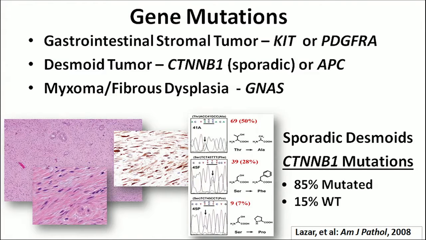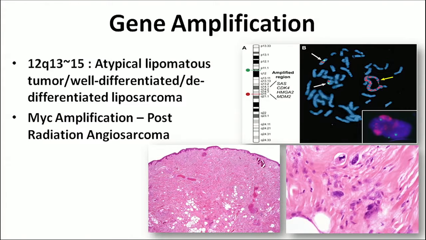So in addition to translocations, we can have gene mutations that are characteristic of sarcomas, such as the beta-catenin mutations in desmoid, or the GNAS1 mutations in myxomas or fibrous dysplasia, not technically sarcomas, but bone and soft tissue tumors. And then finally, the last genetic category that's fairly common are gene amplifications, particularly characteristic of the atypical lipomatous tumor and well-differentiated liposarcoma category, where the major gene that's amplified is MDM2 and sometimes also CDK4.